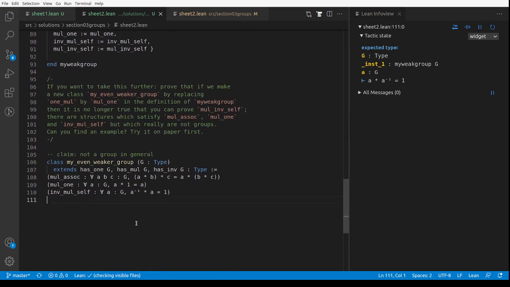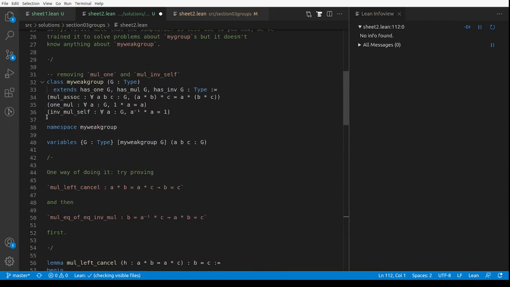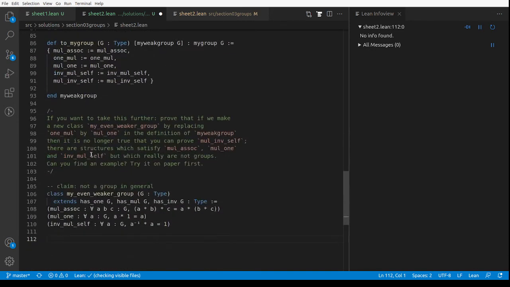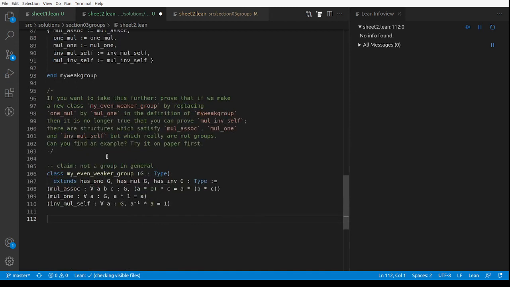So finally, this is very open-ended, and I didn't tell you anything about the stuff you would need to do this. So the point about my even weaker group is that these axioms look almost exactly the same, right? But the difference is I've got 1 mul here, and I've got mul 1 here. And if you switch that around, you see inv mul self is the same, but 1 mul is not. So these 3 axioms here are not enough to prove that G is a group.